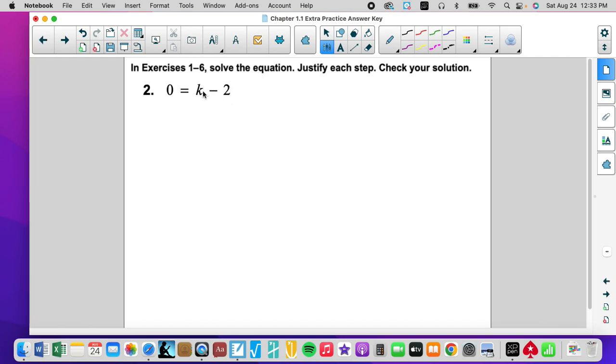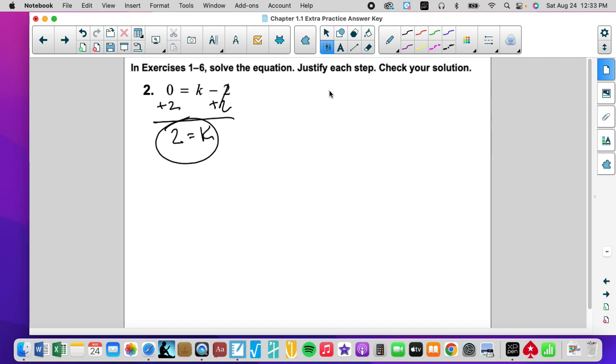So here we go again. This time the variable's on the right side, but we still want to isolate it, so we have to look and see what is happening to this variable. 2 is being subtracted. The inverse of subtracting 2 is adding 2. So we're going to add 2 to both sides. Adding 2 to a negative 2 would cancel, leaving us with K on the right side. 0 plus 2 is 2, and that would be my solution.